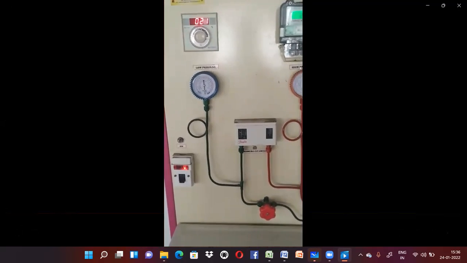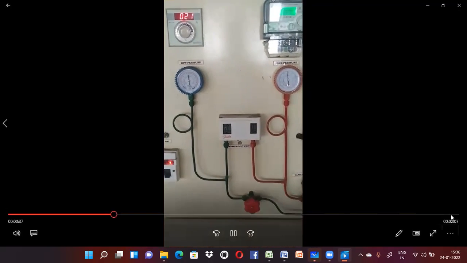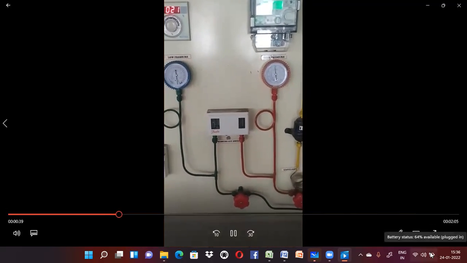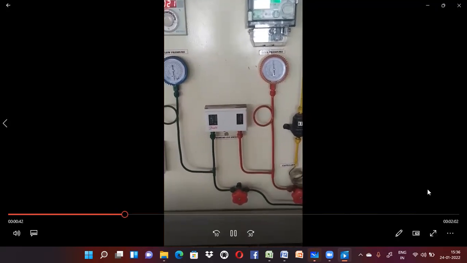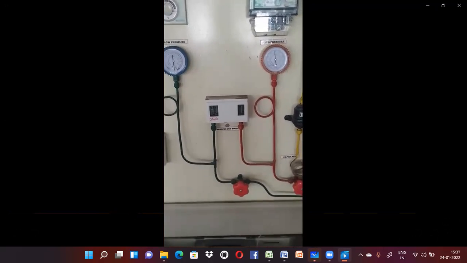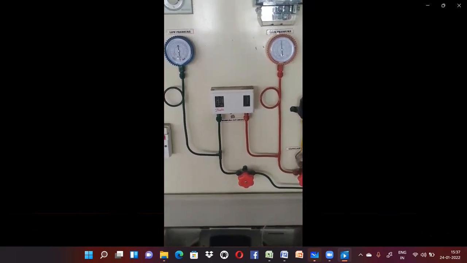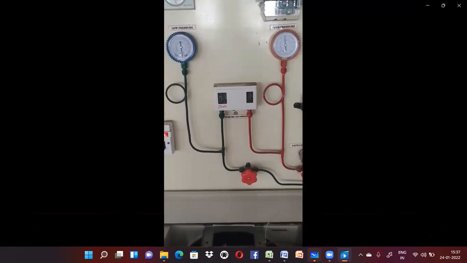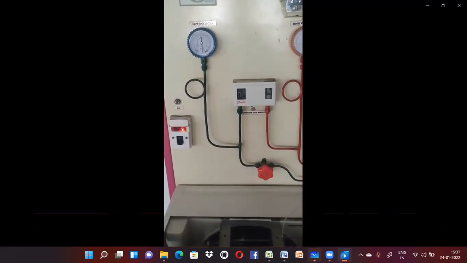6 different points. Below it are the low pressure and high pressure gauges, which record the pressure at the low pressure and high pressure sides of the system. The high pressure side is the red one and low pressure is the green one.